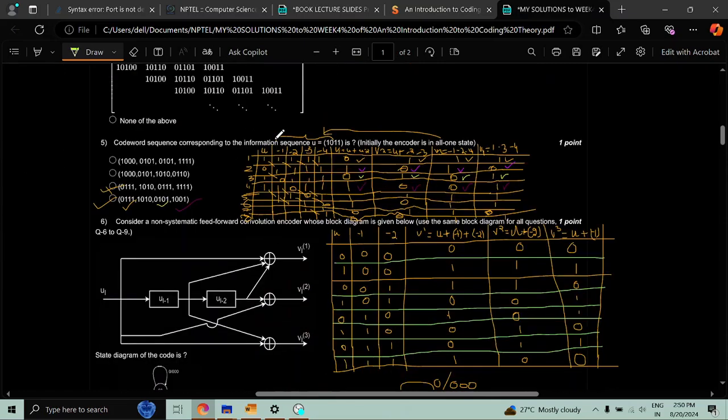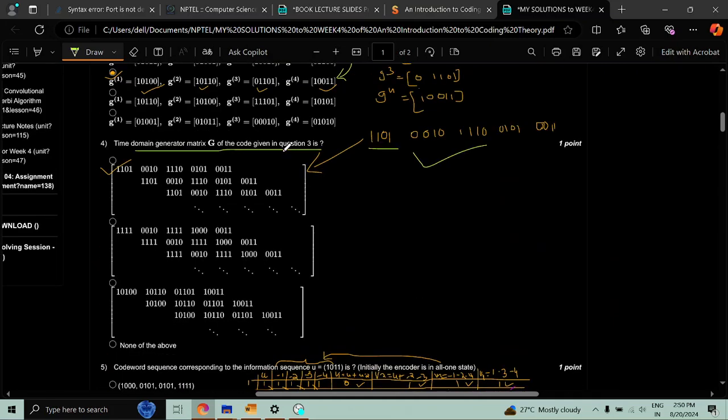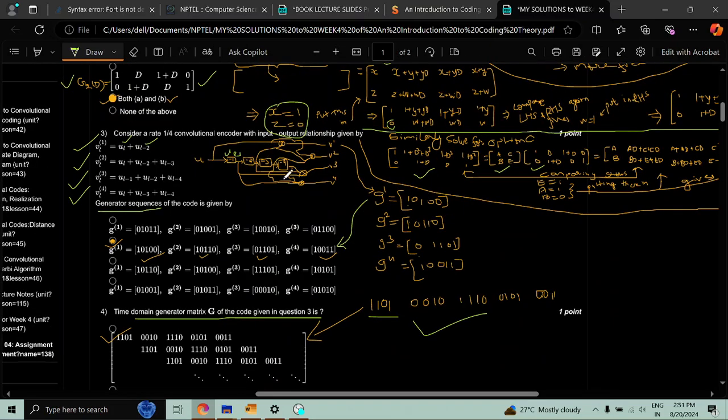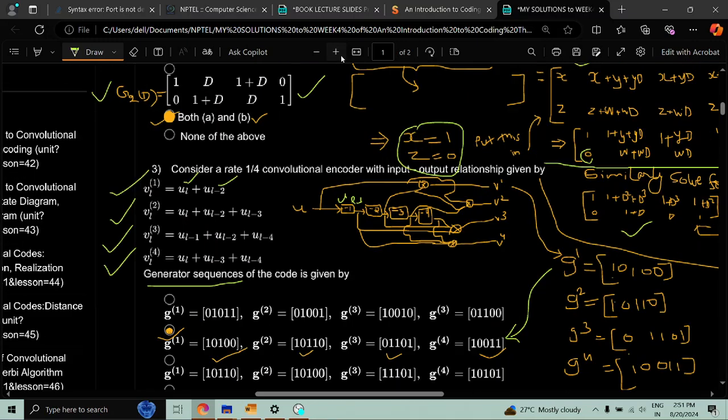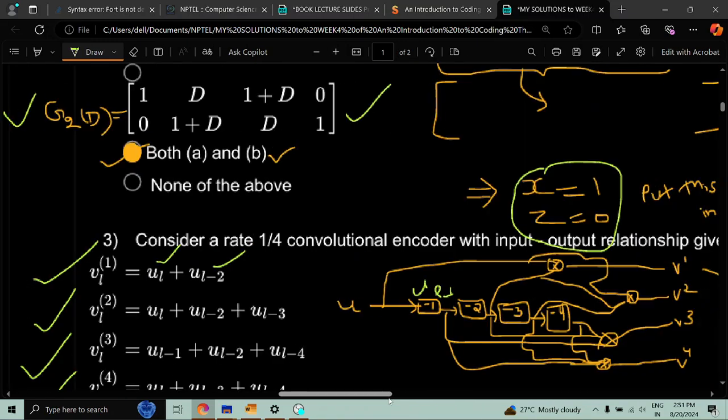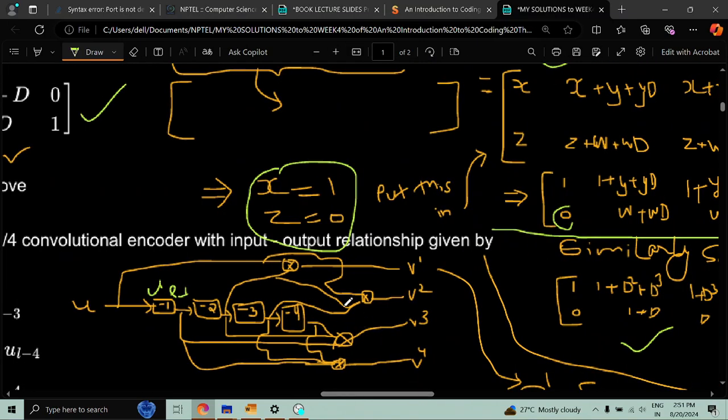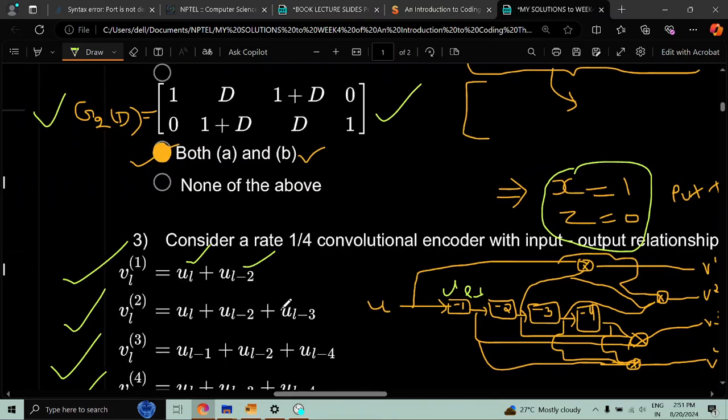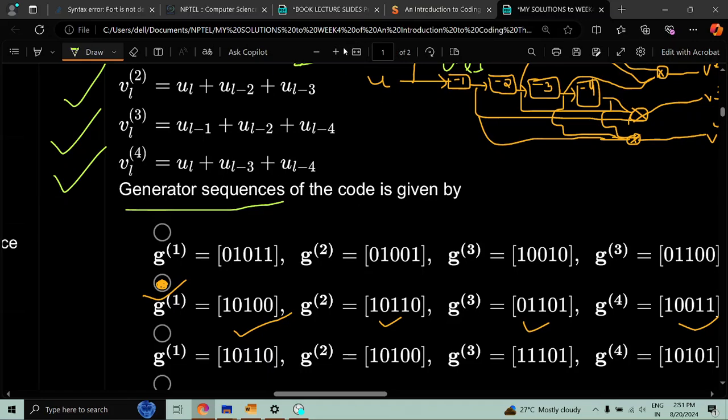For the code word sequence corresponding to this input, I made this table and populated 1 0 1 0 1 1 here, according to the diagram. This is the diagram. I hope you will also be able to draw this diagram. This diagram can be drawn using these equations.